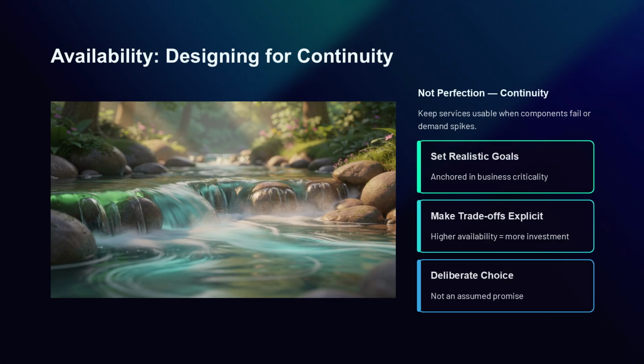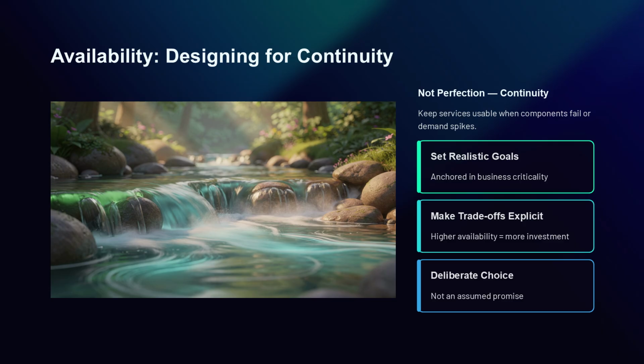With resilience defined, you begin with availability because availability is what customers and executives feel first. Availability is the ability to keep a service usable when components fail or demand spikes. Your role is to set realistic availability expectations based on business criticality and to ensure the architecture design supports those expectations. The most important leadership conversation is trade-offs.